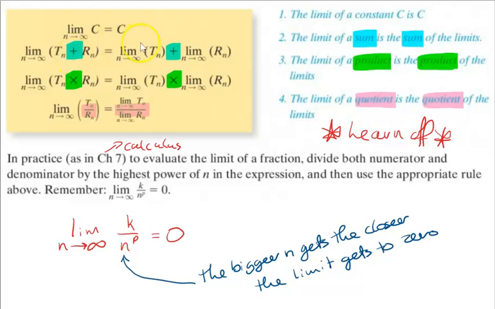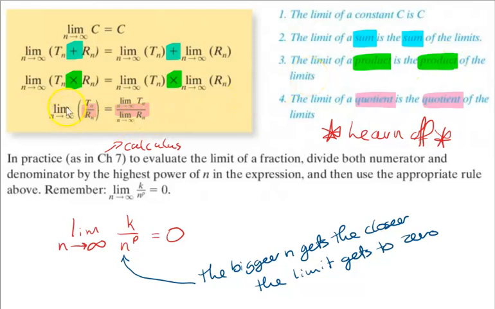So then we have our addition rule. The limit as n approaches infinity of tn plus Rn is equal to the limit as n approaches infinity of tn plus the limit as n approaches infinity of Rn. So it just breaks up into two separate limits that you add. So the limit of a sum is the sum of the limits. And then the limit as n approaches infinity of tn multiplied by Rn is equal to the limit as n approaches infinity of tn multiplied by the limit as n approaches infinity of Rn. So the multiply stays as multiply, but we just break it up into two separate limits. So the limit of a product is the product of the limits.